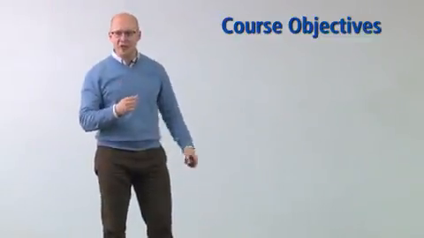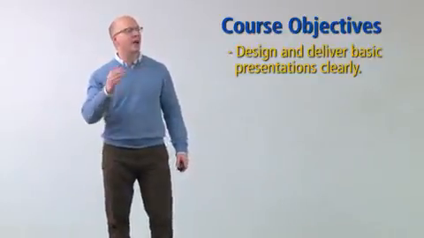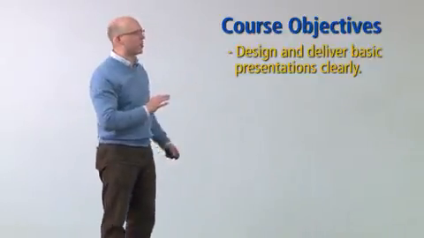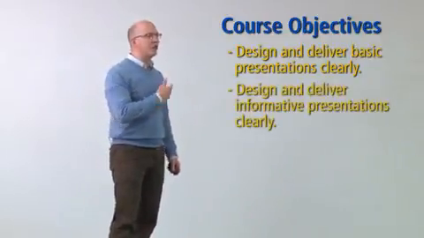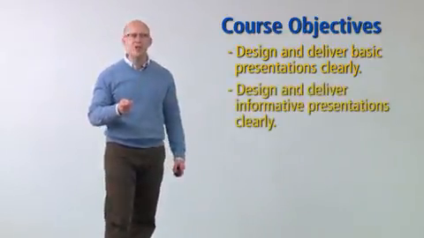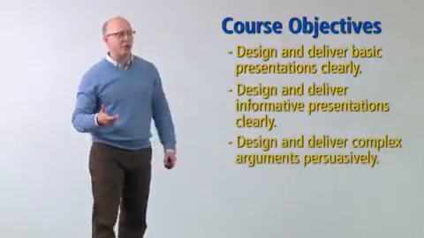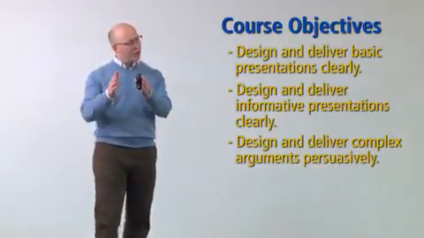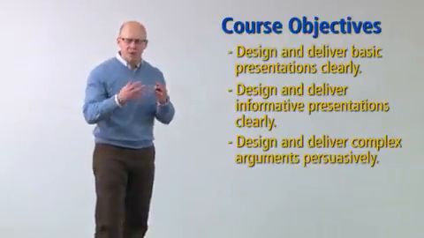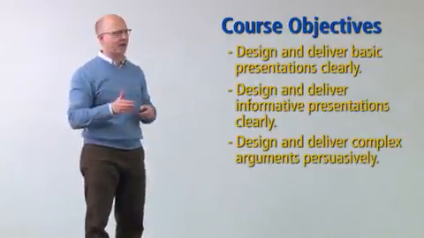Now, more specifically, we've got objectives. So the first objective is you should be able to design and deliver basic presentations clearly. This will be the impromptu speech. Beyond that, it is design and deliver informative presentations clearly. Finally, design and deliver complex arguments persuasively. So here are our three basic assignments. These are some of the key objectives, and we're going to be unpacking how to achieve each one of these specific goals through our discussion of that assignment.